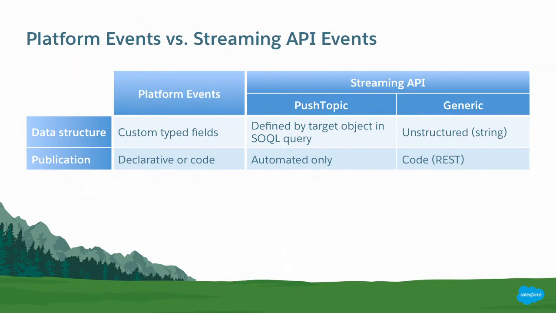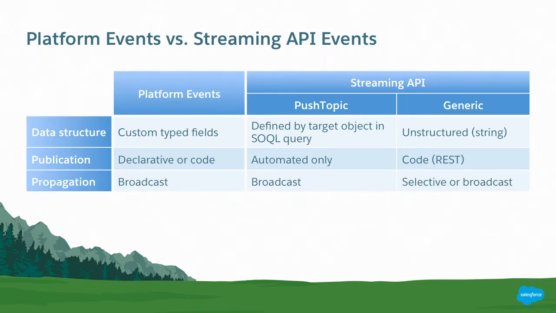We're basically looking at record changes, so we're only firing events when the actual records you're looking for are changing. In generic, it's only through code, through REST API. For the propagation, all of these are broadcast, but the generic Streaming API has a special setting which allows us to send an event to specific receivers.